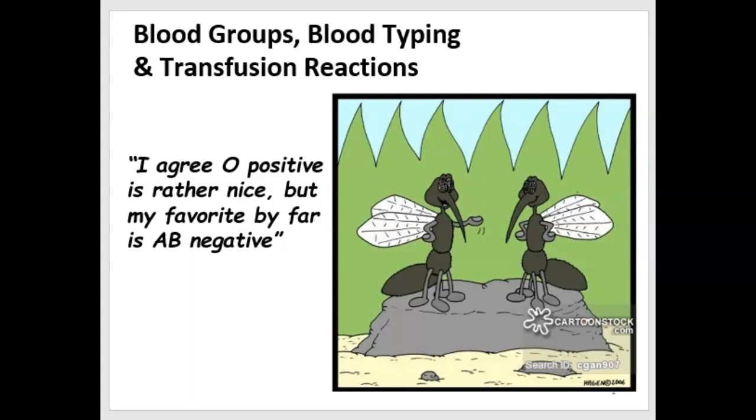So I like this cartoon. There's 2 mosquitoes, which, as you know, are parasitic. They want to suck your blood like a vampire, right? And one mosquito is saying, I agree, O positive is rather nice, but my favorite by far is AB negative. Just for a little humor. We're going to look at what's the difference between O positive and AB negative. Not in taste, though, of course.